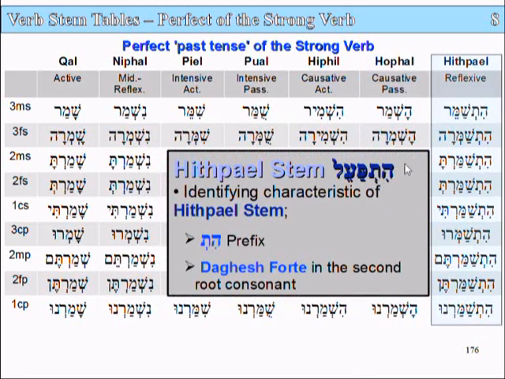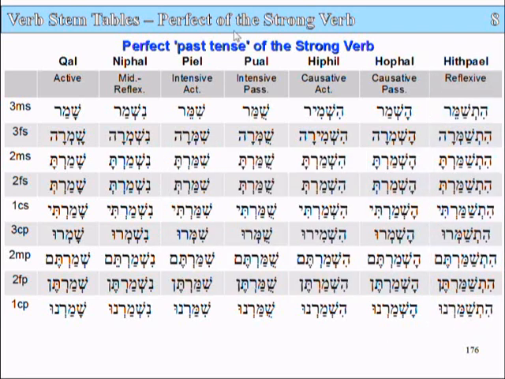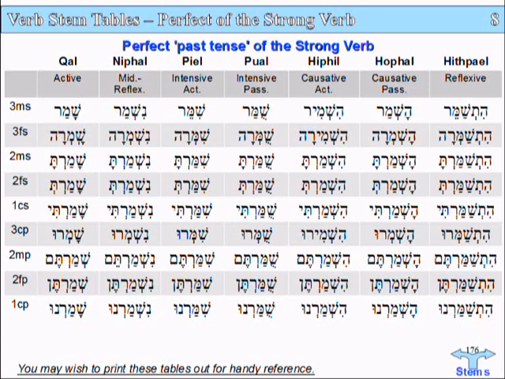Okay, and the hitbaal, very easy to recognize. It has the hay, tav, prefix with the hirik and vocal shiva here. Hit, shamir. And it has a dagesh forte in the second root consonant just here, the second radical just here. Shamir with a dot there, dagesh forte. So there we go. That's the perfect past tense table of the strong verb for all the different verb stems. And please feel free to print these tables out for handy reference.